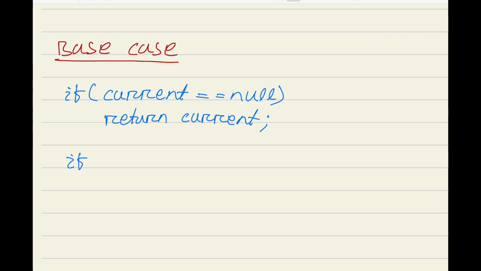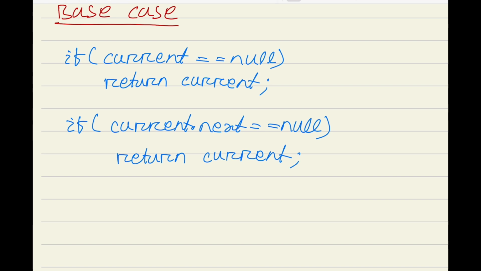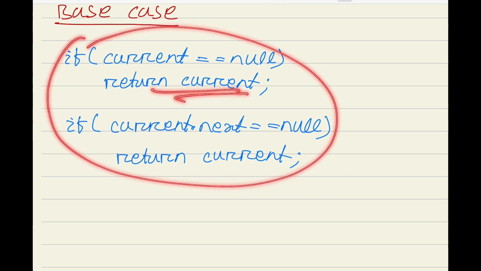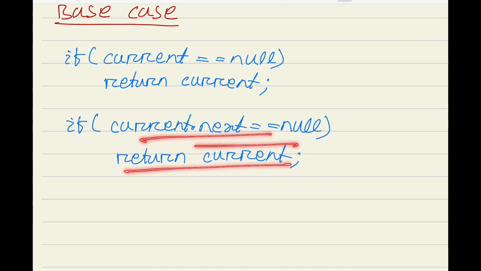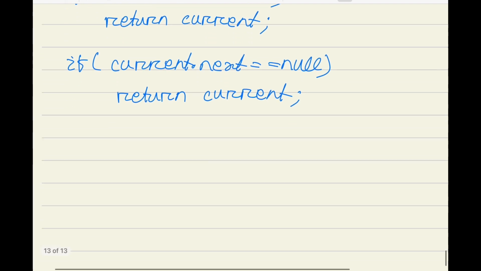Otherwise, if current dot next equals null, that means only one node is there, then at that time also we can return current. That is the only node, so the reverse is the same as that one. So this is the base case: if current equals null, return current; if current dot next equals null, return current. We can combine these two if statements using an OR operation.